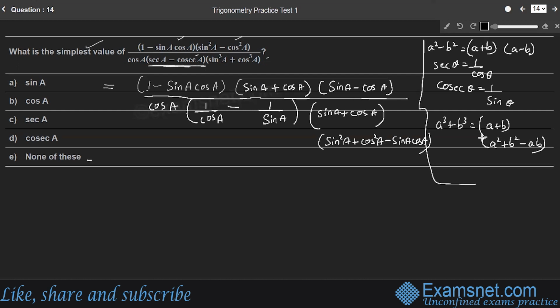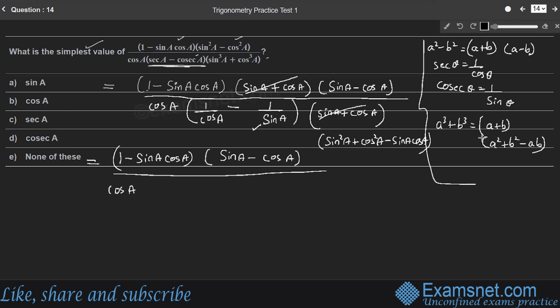So here 1 minus sin A cos A we will write as it is, 1 minus sin A into cos A. Here we'll cancel sin A plus cos A, sin A plus cos A, right? And we have sin A minus cos A, and in the denominator we have cos A, right? And in this term, which I am showing now, we have cos A into sin A as the LCM, and the numerator becomes sin A minus cos A.